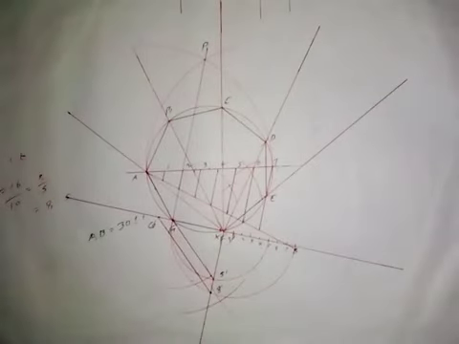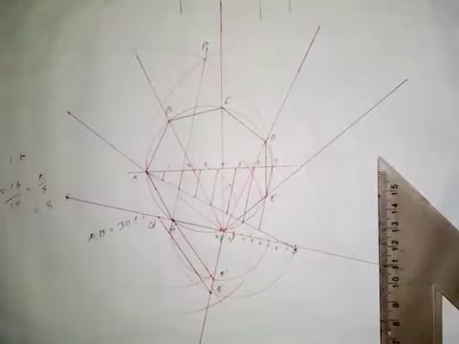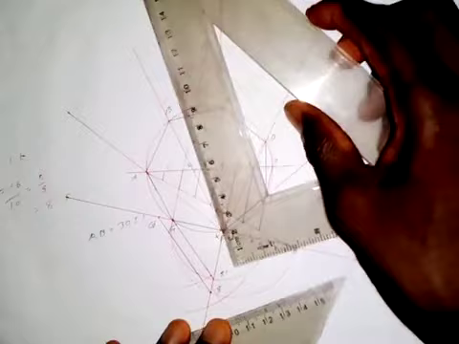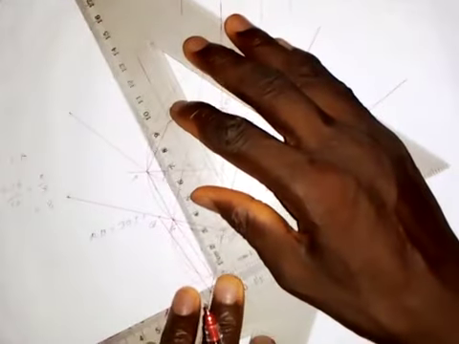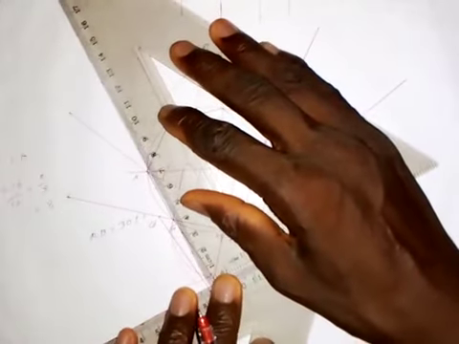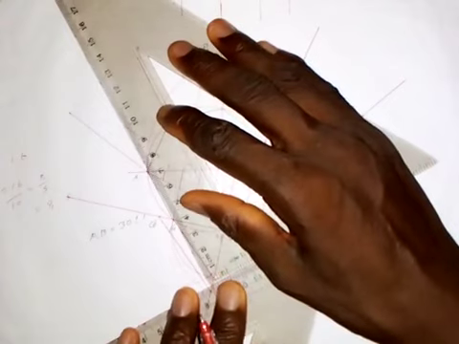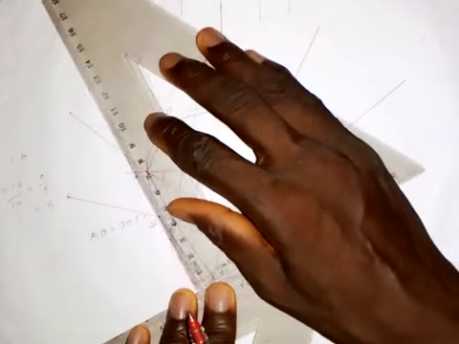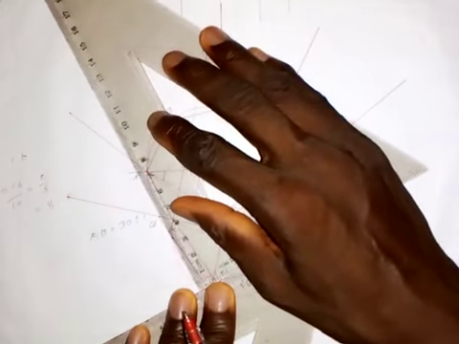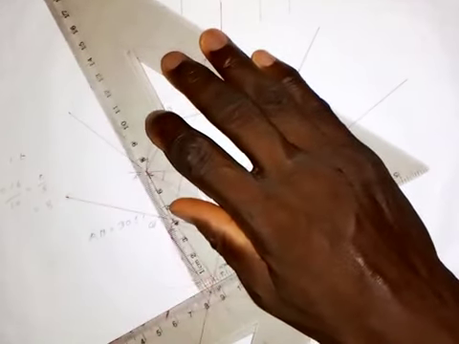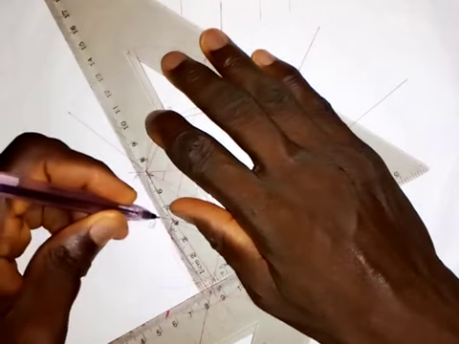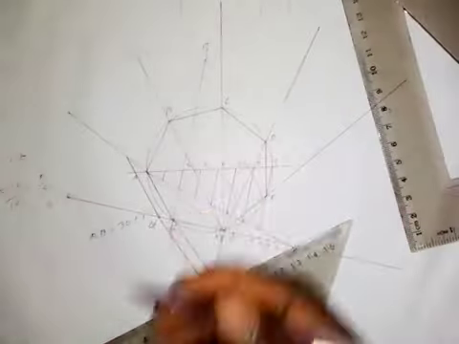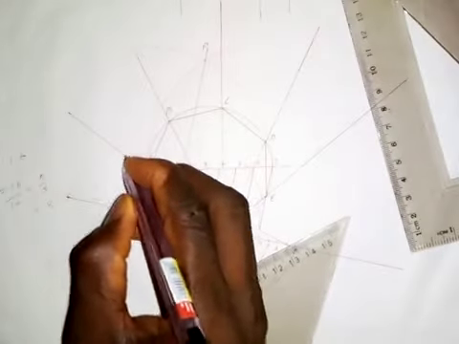The next thing we are going to do is draw a line parallel to each of the lines that we have here. So I set my set square on AG like this, then shift it to G prime. Then I will draw a line like this to meet this line. This point here is A prime.